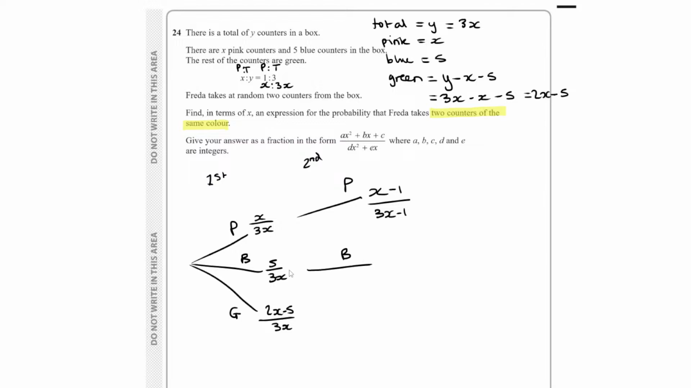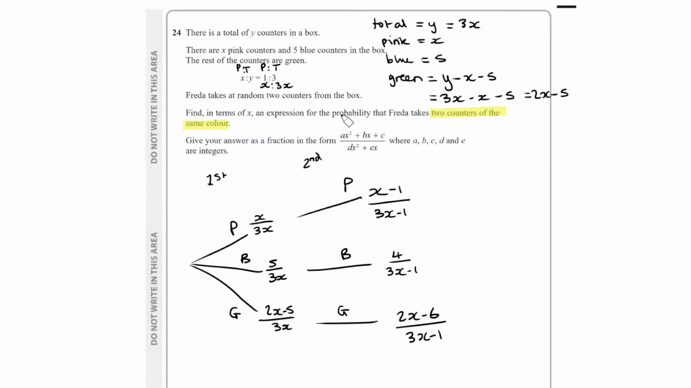Then just do the same for blue. So if we've picked blue once, we've only got 4 blue counters left, and then obviously 3x minus 1 overall. And then green, if we picked one already, this one's kind of hard to get your head around. 2x minus 5, there would therefore be another one less, wouldn't there, of the green. So do you see how that would be 2x minus 6? And obviously 3x minus 1. That's my tree.